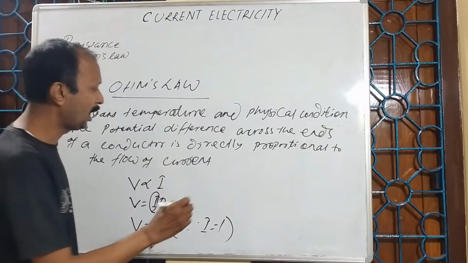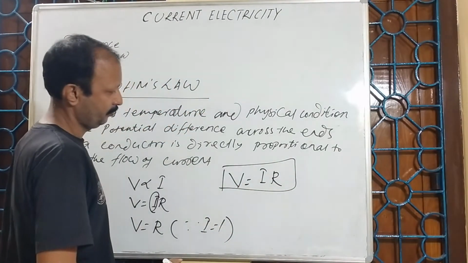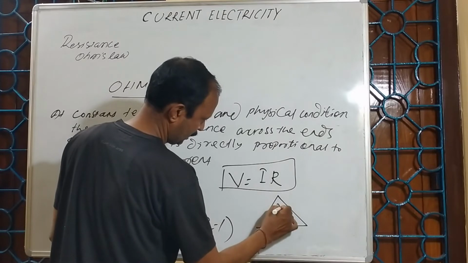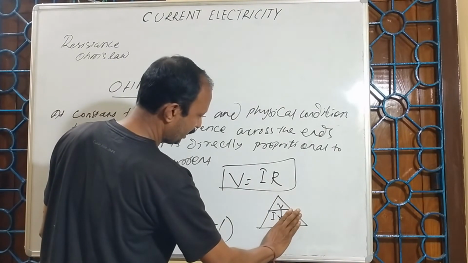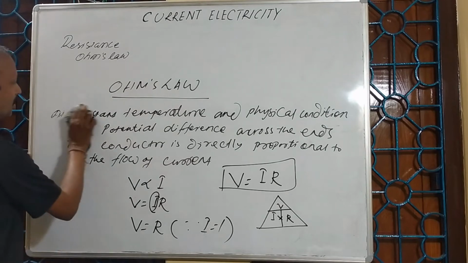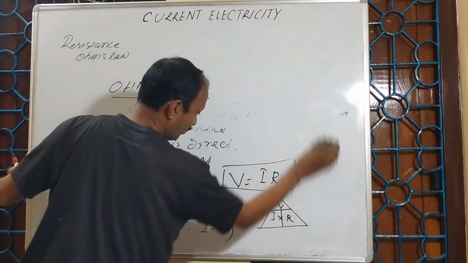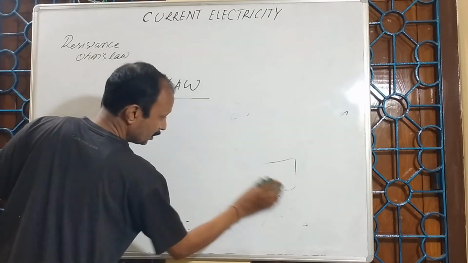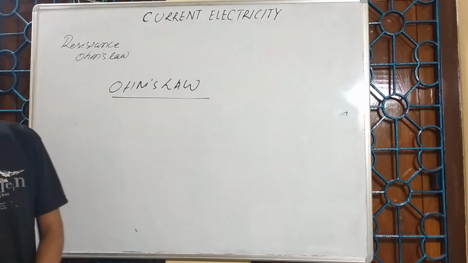So V equals IR. This is the mathematical expression of Ohm's law. Okay? So this is V equals I into R, or I can say that I equals V by R, or I can say that R is equal to V by I. This is one of the famous laws in current electricity. Without this law, it is very difficult to understand what is current electricity. So this law is the backbone of the topic. There is no doubt at all. So listen carefully.